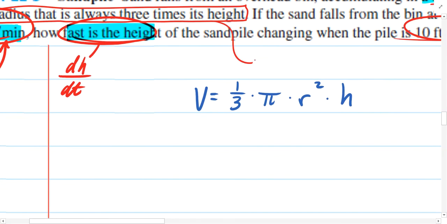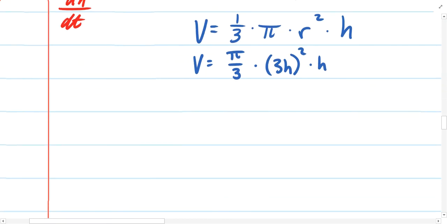So this is an additional piece of information that makes our problem a little bit easier. The radius is always equal to 3 times the height. So I'm going to rewrite this formula as volume equals 1/3. In fact, I'll probably combine 1/3 and pi since they're both constants. Pi thirds times (3h) squared times h.